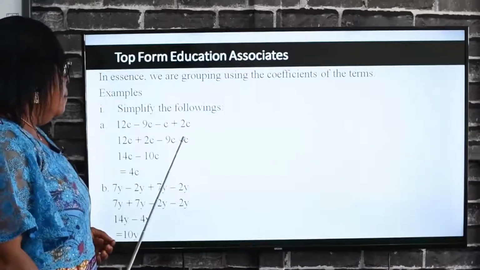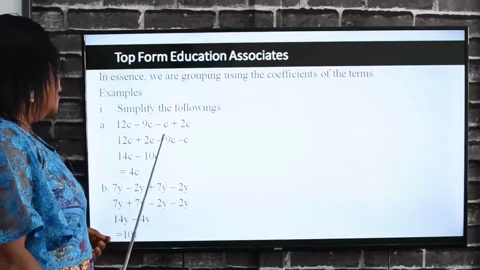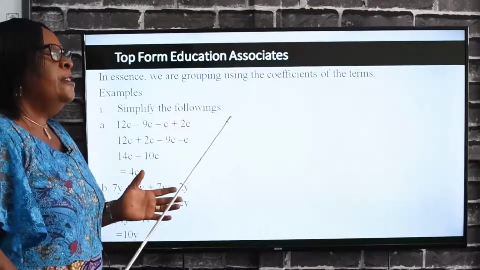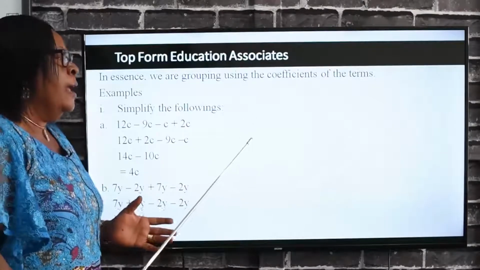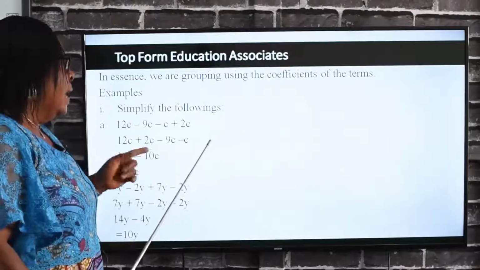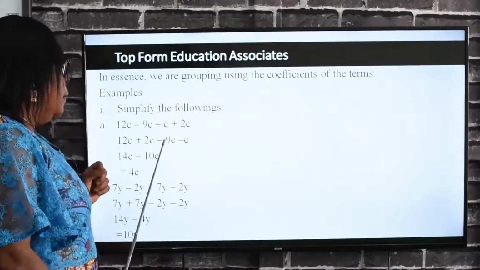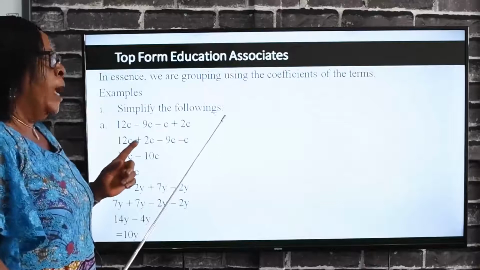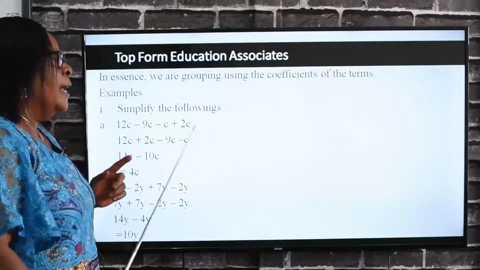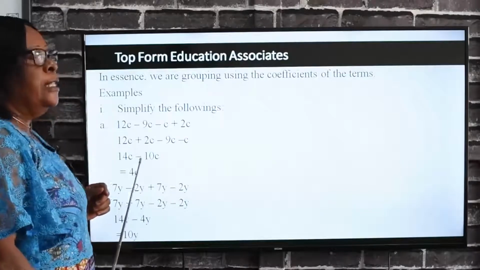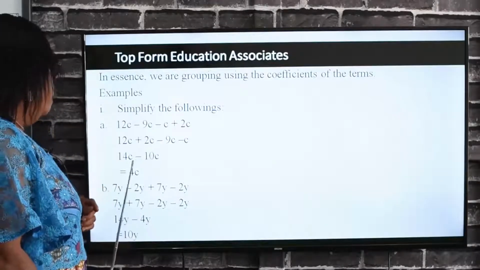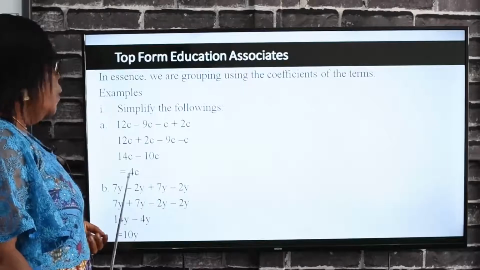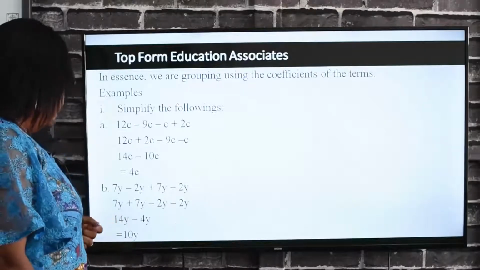Now minus 9c minus c is minus 9 minus 1. And when you have different signs, you will always put the numbers together, but the sign will remain the sign in the question. So in this case, it is minus 9c and minus c. So we put the numbers together, that is 9 and 1, to give us 10. However, it is minus 10, all in c. So 14c minus 10c, we subtract 10 from 14 to give us 4c as the answer.